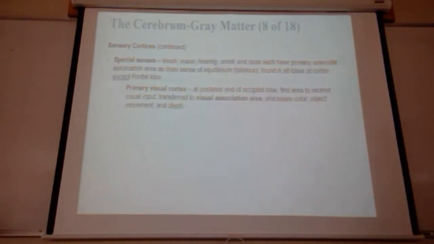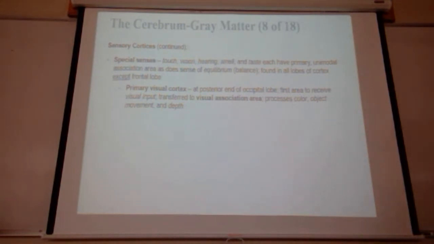The special senses will be the last thing we discuss this semester, but touch, vision, hearing, smell, and taste each have primary and unimodal association areas, as does the equilibrium or balance sense. These are found in all the lobes of the cortex except the frontal lobe. So again, that frontal lobotomy should not affect touch, vision, hearing, smell, taste, and equilibrium.